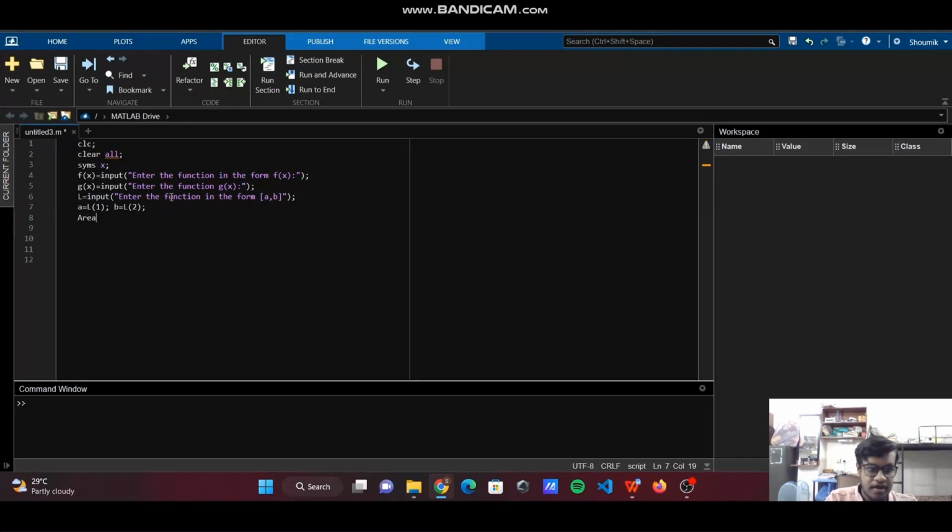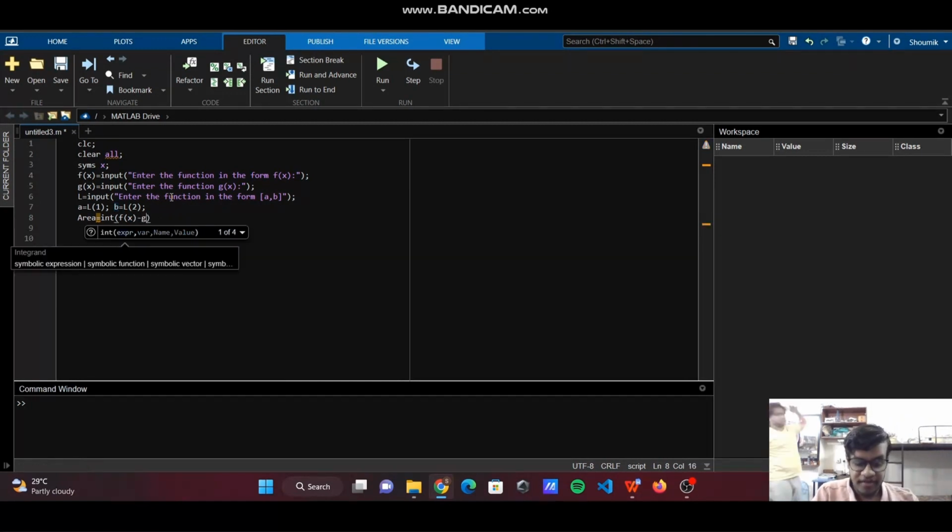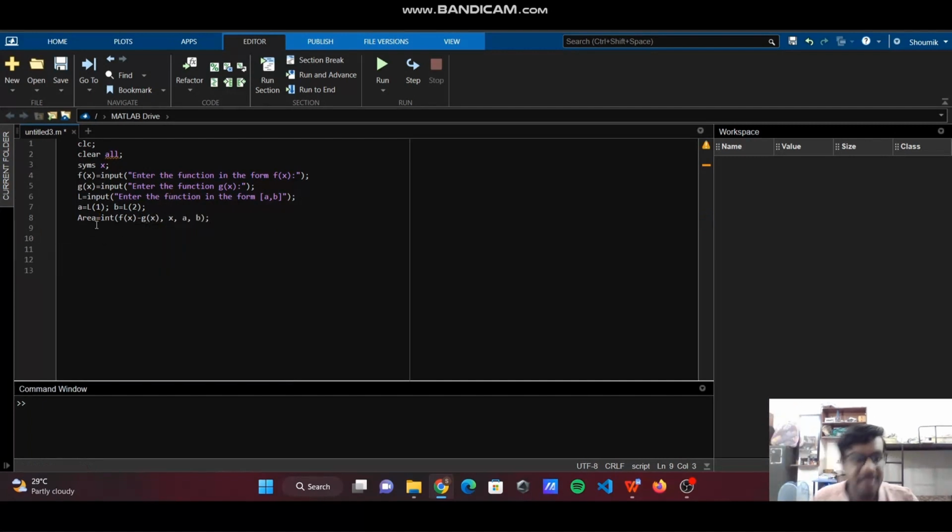Now AR, or area, equal to int. Now this int is a function which is of the form int f of x a b. This basically means that you are integrating f of x with respect to x from a to b. Now here we are not integrating x, we are integrating f of x minus g of x with respect to x from a to b. Now we have the area as a separate stored variable whose answer is int f of x minus g of x with respect to x from a to b. Now first let us display area.